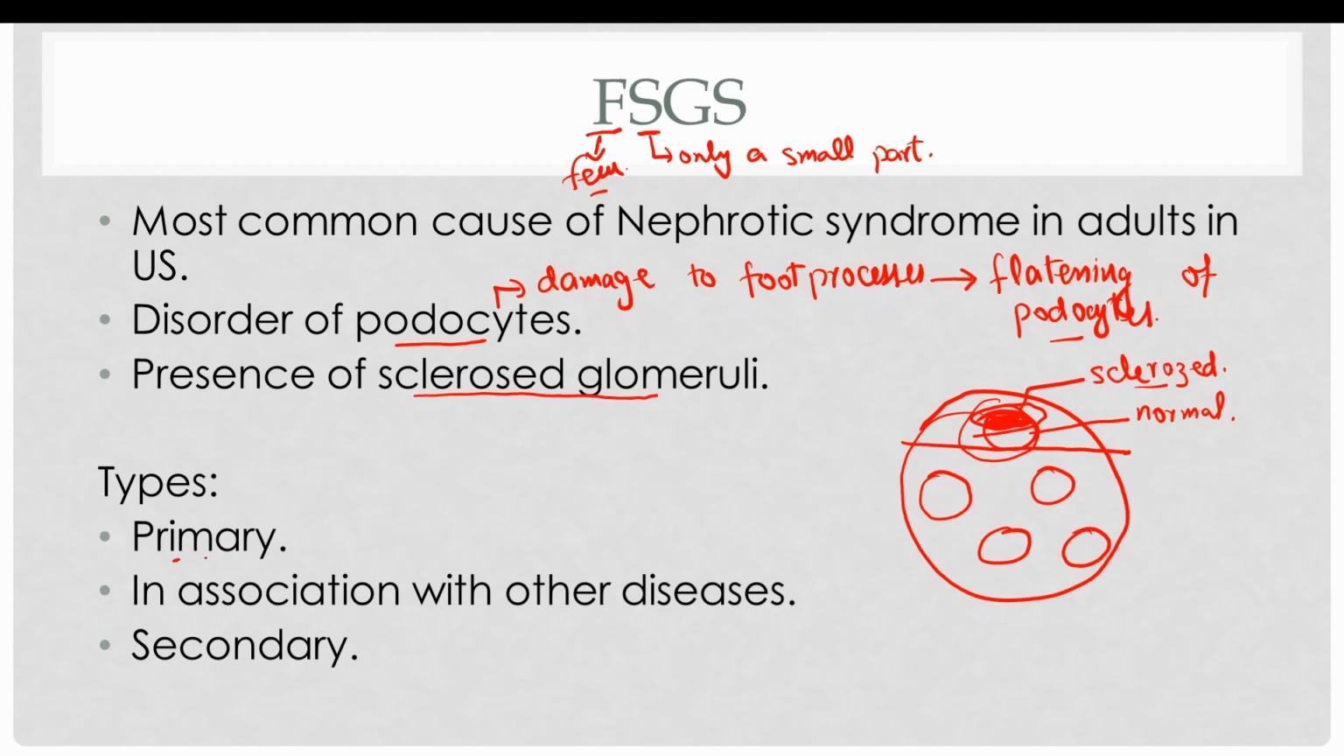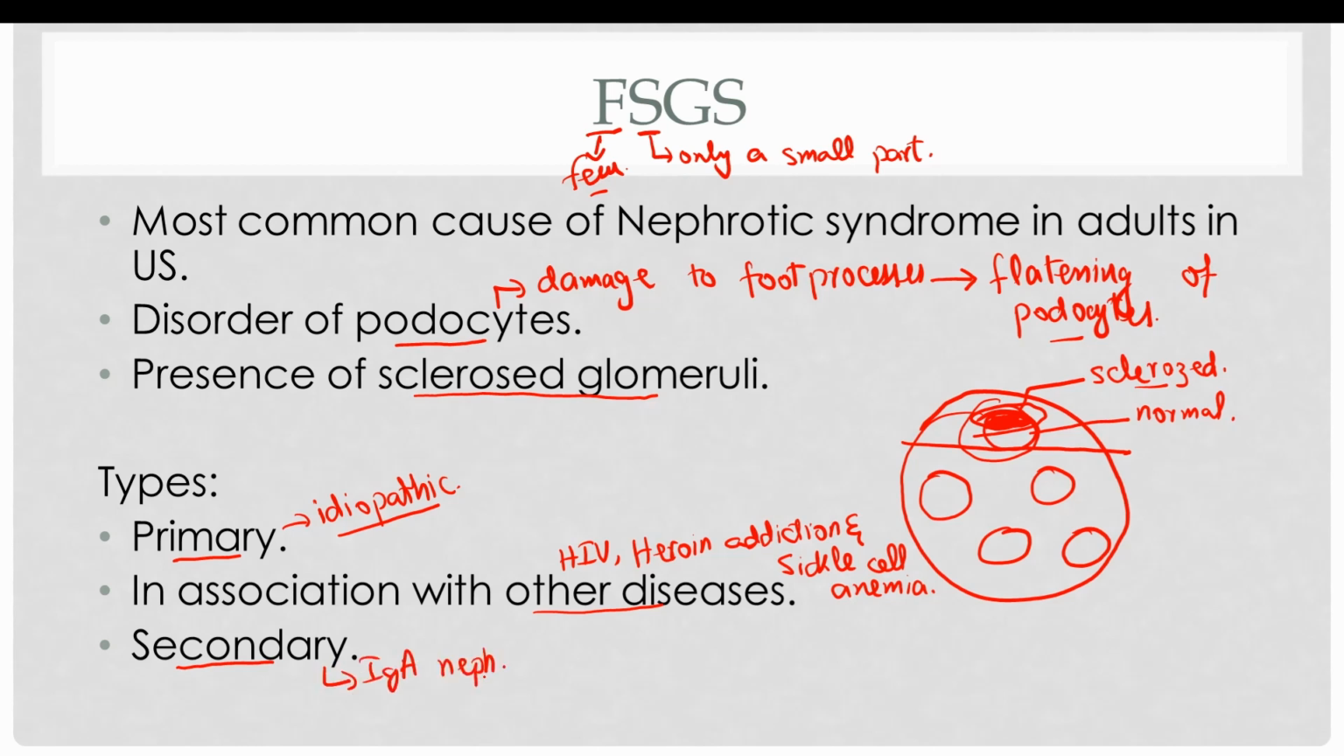So FSGS can be either primary, which means it is idiopathic and the disease lies within the kidneys, or FSGS can also occur in association with certain other diseases such as HIV, heroin addiction, and sickle cell anemia. The secondary FSGS means that there is some other disorder, such as in IgA nephropathy, where chronic inflammation of the glomeruli results in sclerosis. So secondary means another disease causing the FSGS. There are also some genetic factors which contribute to inherited forms of FSGS.